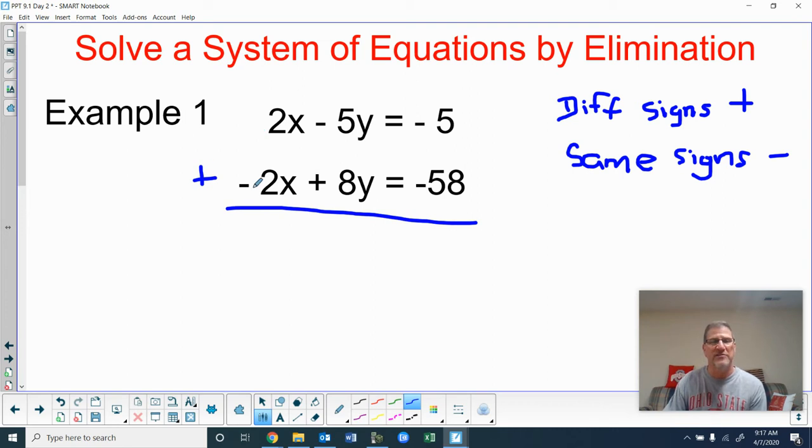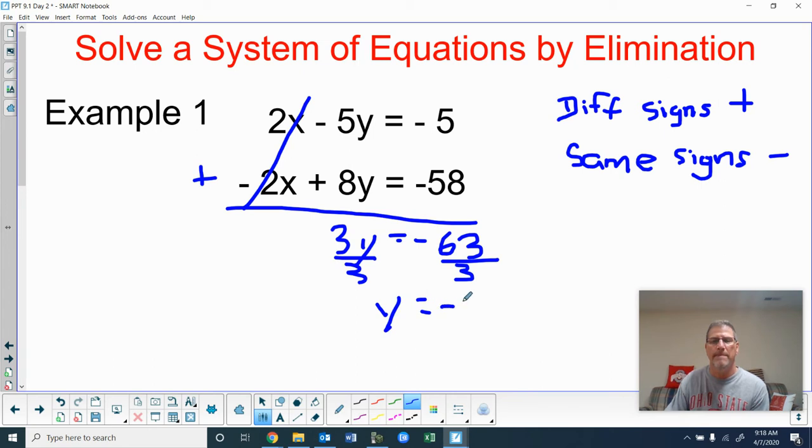So 2x plus a negative 2x will cancel. Negative 5y plus 8y is a positive 3y. And negative 5 plus a negative 58 is a negative 63. And that's my equation now. I eliminated the x's. So we divide by 3. And then we'll have our y value, which will be negative 21.